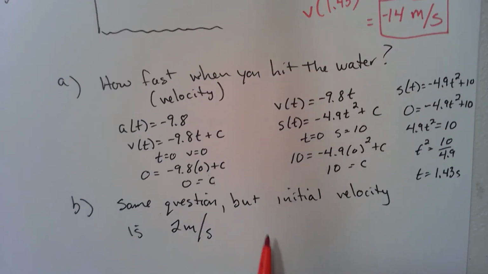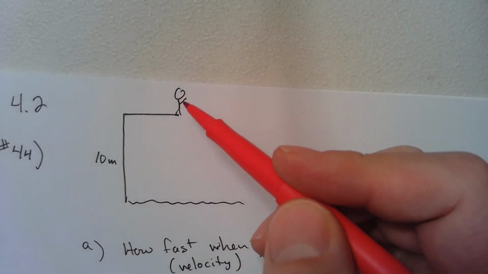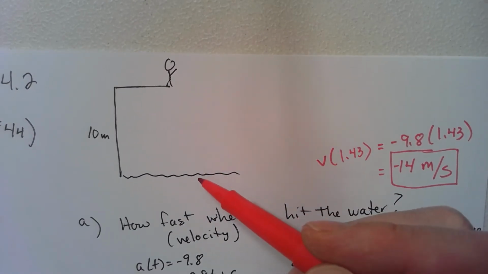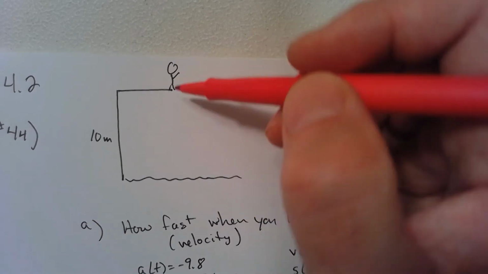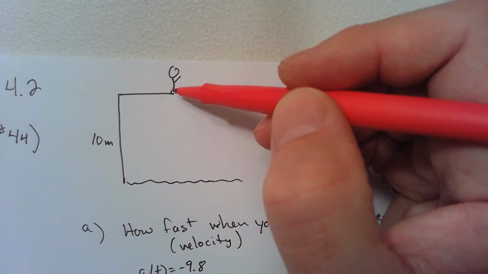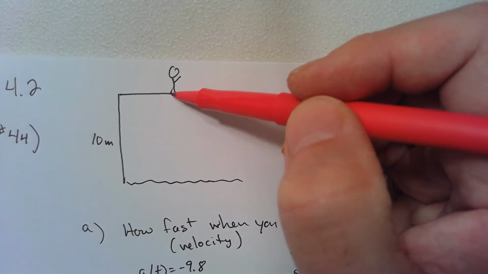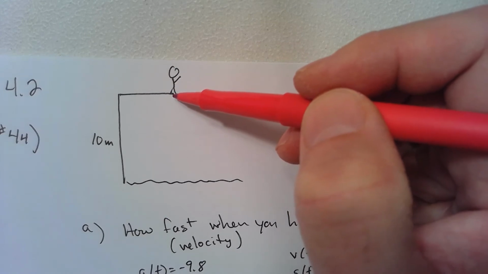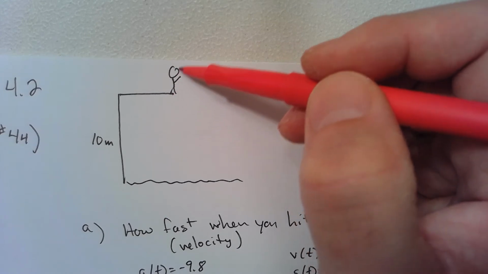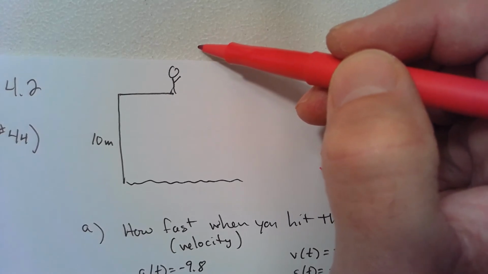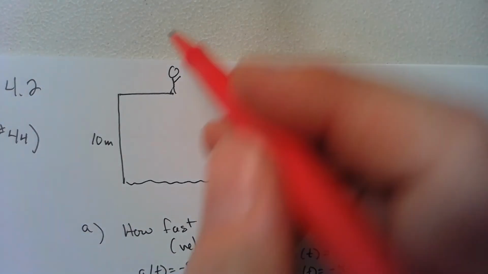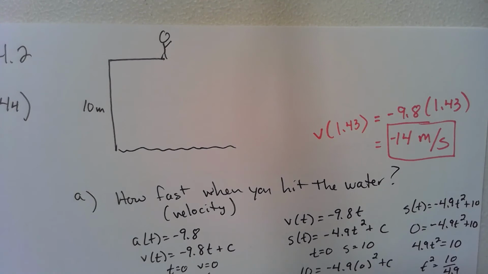Now same question, but our initial velocity is 2. So this person is going to jump up 2 meters per second. We want to know how fast he or she is traveling when he or she hits the water. So if we think of the velocity of 0 here in the first part of the problem, this is how high he or she is when the velocity is 0. This person's going to jump, so essentially he's going to start somewhere up here at 0, so he or she should be traveling faster than, so B should have a larger answer than A.